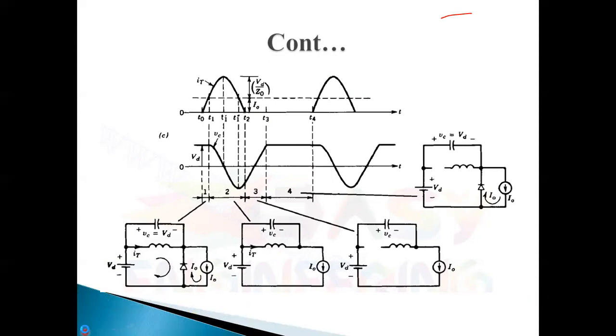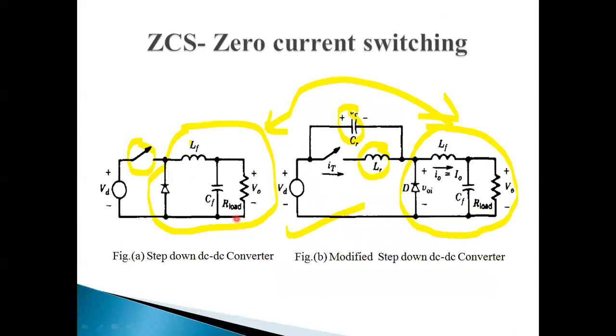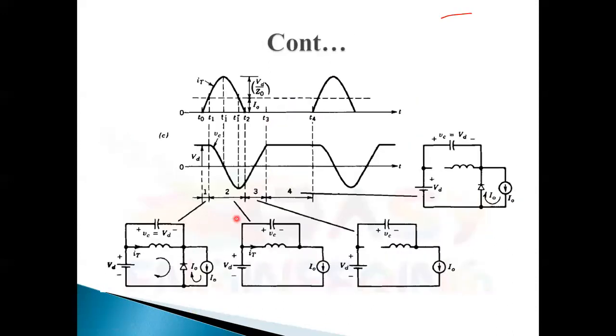What will happen in the first mode? Okay, now we will see the waveform for what? IT means the current flowing through this switch. Remember that IT means current flowing through the switch. After that, another waveform is VC. VC means the voltage across this capacitor only.